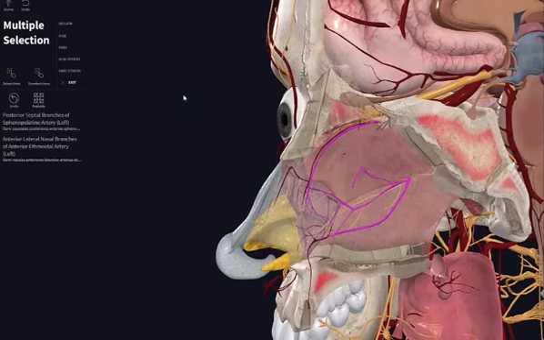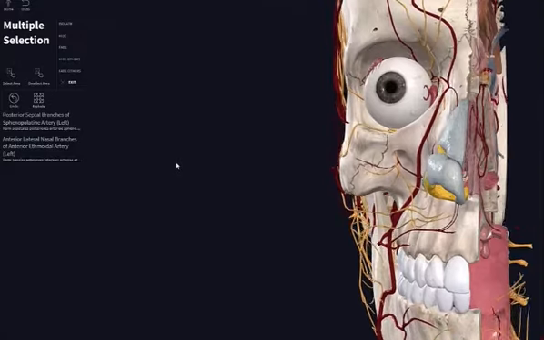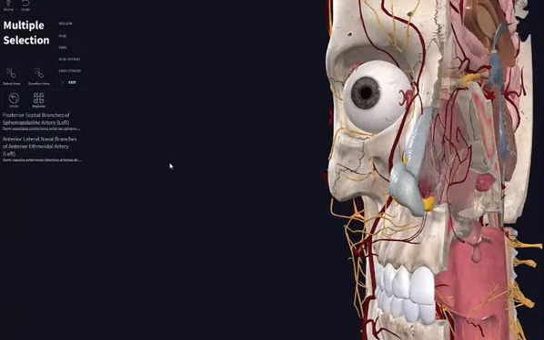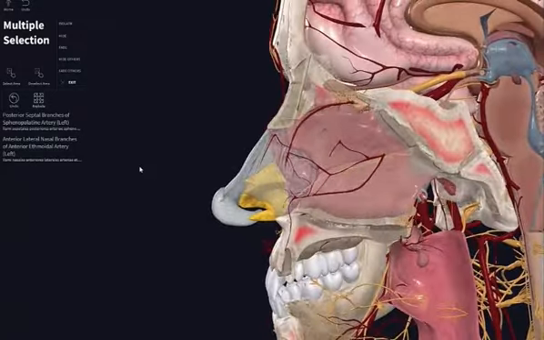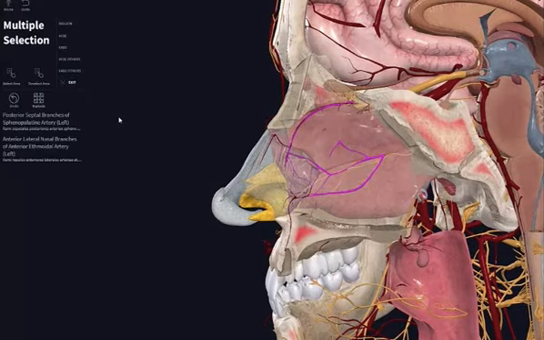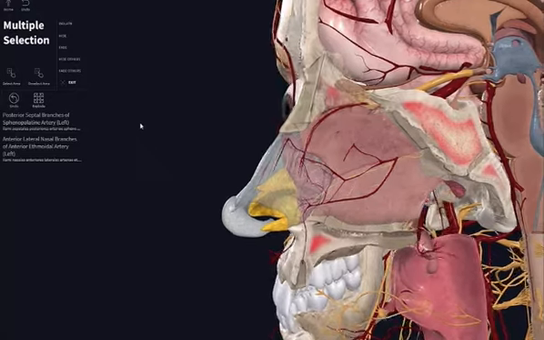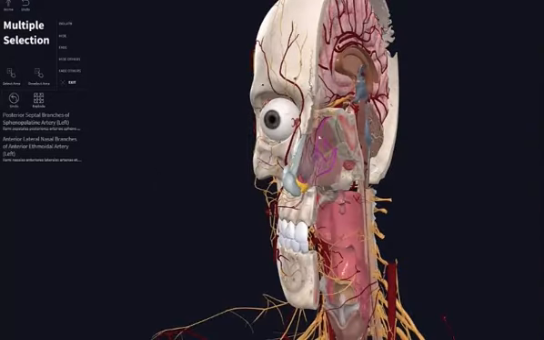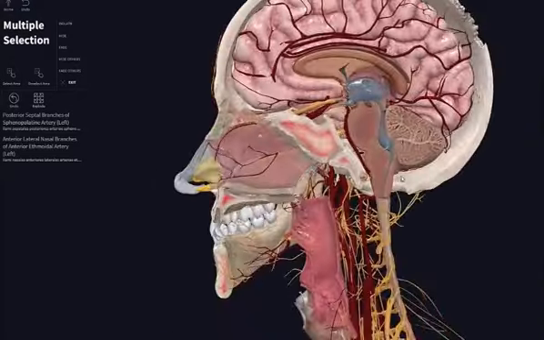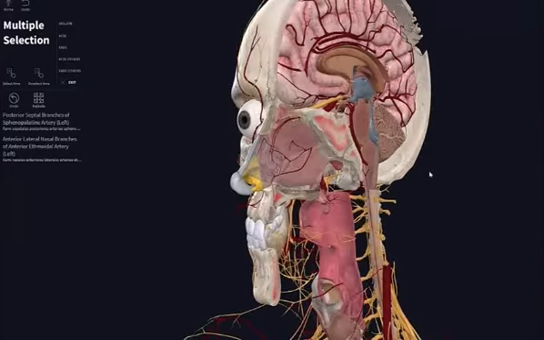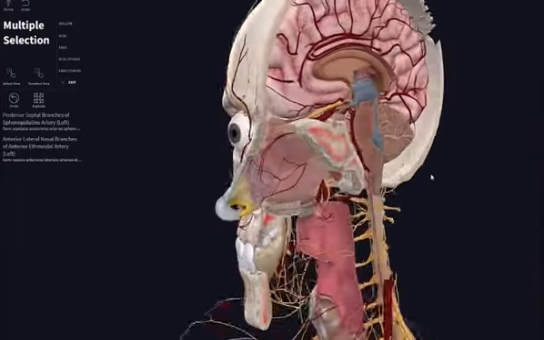Alright, welcome back everybody. Now let's have a look at some of the features of the nasal cavity. In this case, we're going to be looking at the blood supply and the innervation. To gain access to the view of the nasal cavity, what I've done is I've removed all of the left half of the head. That means I actually had to hide half of the brain and half of the maxilla and mandible and so on and so forth.